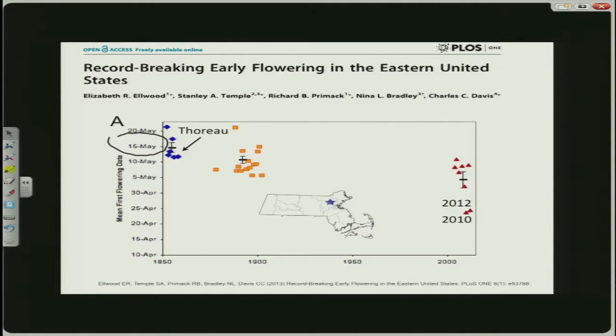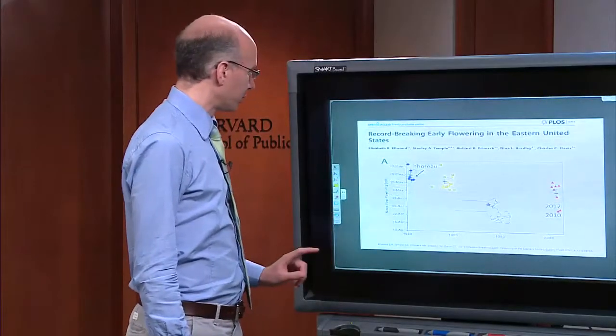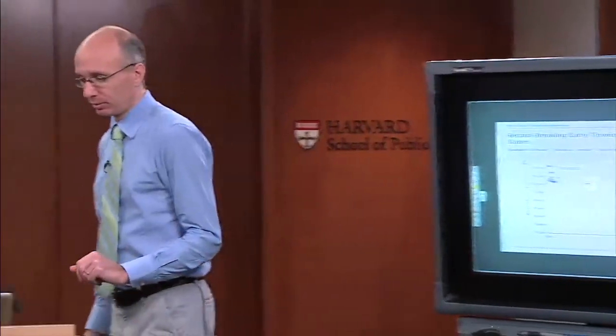Other people went into Walden Pond around 1900, and the median, the average, was around the 10th of May. And then in this paper, researchers went back to Walden Pond and looked again, and they found that the average was closer to the 5th of May. You can see that over time, as the climate has warmed, the date of flowering of these plants has gone down. So we see responses to warming in the natural world, and not just in flowers.